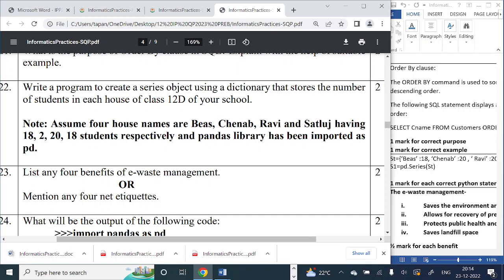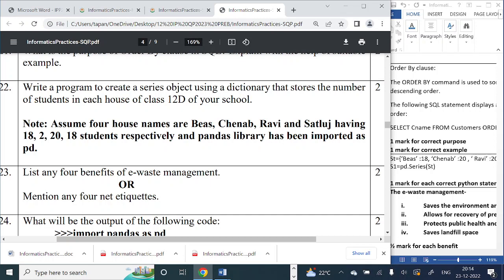Note, assume the 4 house names are Bs, Chenab, Ravi and Satlaj, having 18, 20, 20 and 18 students respectively, and the pandas library has been imported as pd. So import pandas as pd is already there. We will simply create a dictionary, or you can directly use pd.Series also. So 2 methods will be there to solve it.